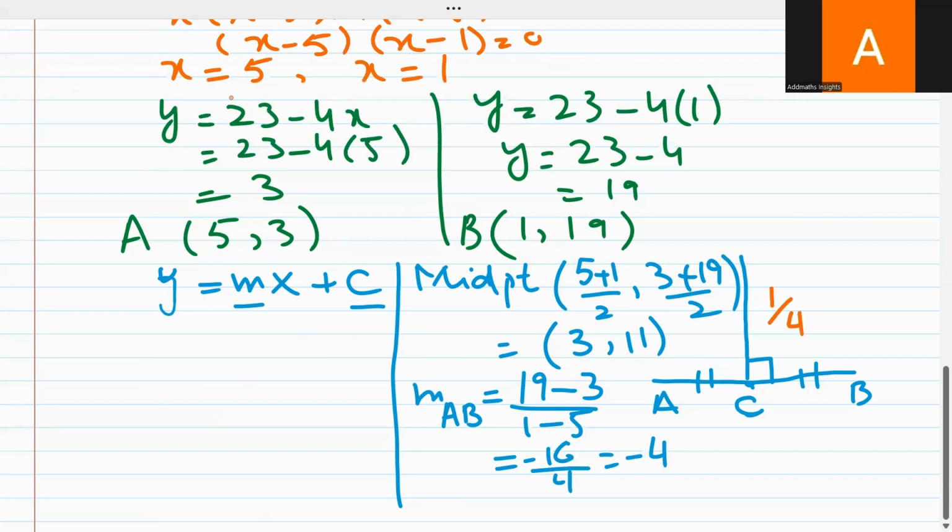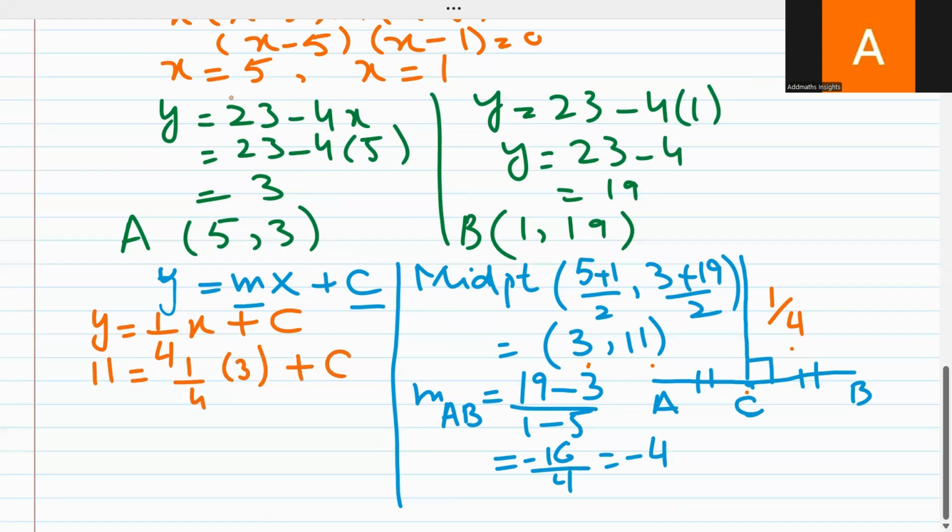So the gradient of the perpendicular bisector is 1 by 4 and the common point of the perpendicular bisector and the line is C with coordinates 3 and 11. Now you will make use of these two to find the equation of the perpendicular bisector. We substitute the values here: y equals 1 by 4x plus c, where c is unknown. Now you substitute the values, y is 11 and x is 3.